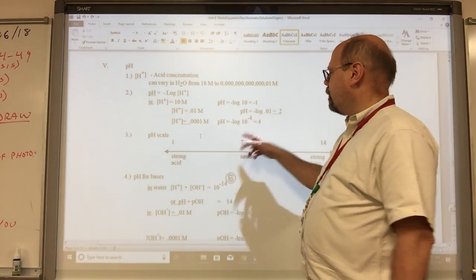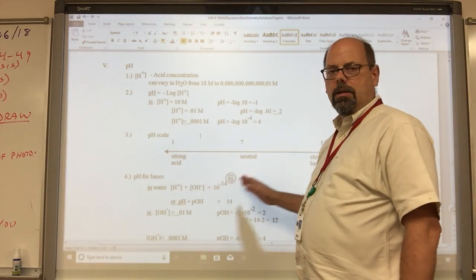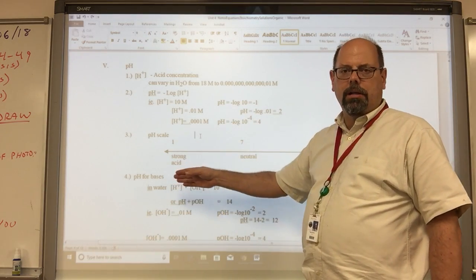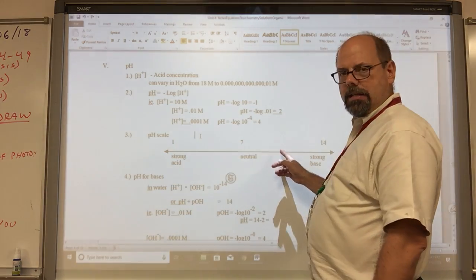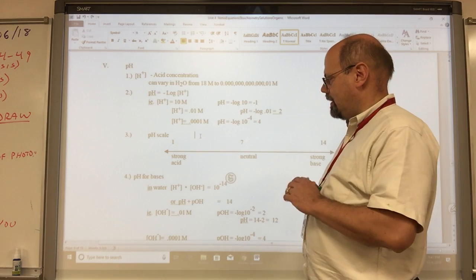So 1, 2, 3, 4 through 7, anything below 7 is considered acidic. Anything about 3 or better is strongly acidic. 7 to 14 is basic, and anything above 10 is really strongly basic.